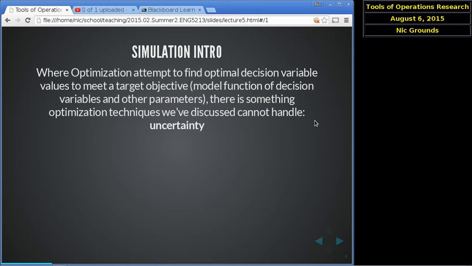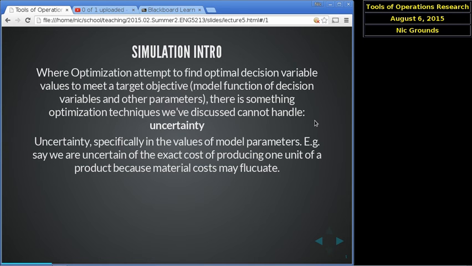There's no variables other than the decisions you make. Okay? There's no other variables in the model. Simulation is going to address that by handling this thing called uncertainty. Okay? So uncertainty specifically may be in values of the model parameters.